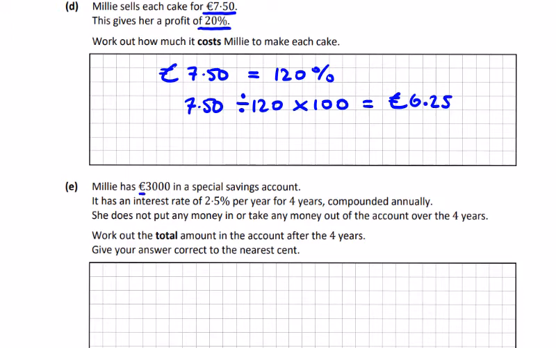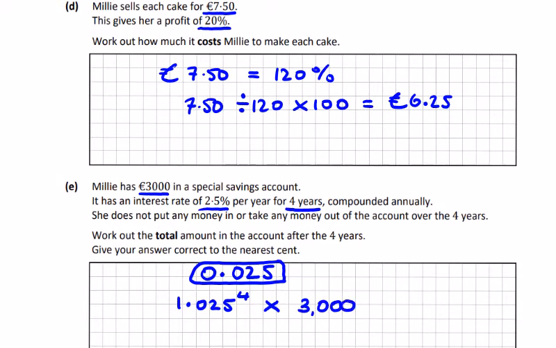And now a compound interest question. She has 3,000 in the account. The interest rate is 2.5%. 0.02 would be 2%, so 0.025. But we do it a slightly different way than this. We add the interest rate onto 1 and bring it to the power of whatever the years are. And we'd multiply this by the investment of 3,000. Nice quick way to do it.